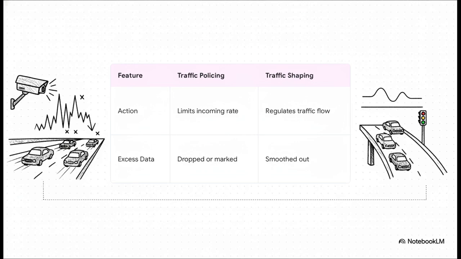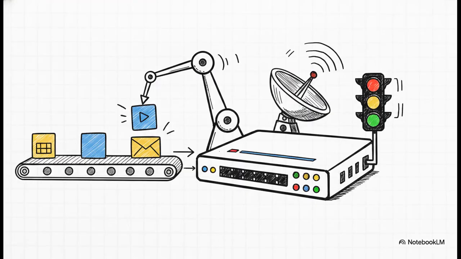It's much more like those metering lights you see on a highway on-ramp. It regulates the flow of traffic to smooth out sudden bursty traffic patterns, basically preventing massive spikes in data transmission before they cause a pileup. But hey, the toolkit doesn't stop there.